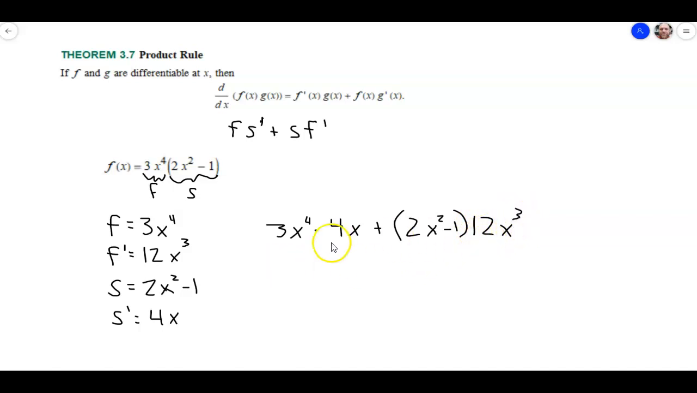And then it's simply about cleaning this up here. So 3 times 4 is 12, so this is going to be 12x raised to the 5th power plus, and I'm going to distribute this. So 2x squared times 12x cubed is 24x to the 5th. And then minus 1 times 12x cubed is minus 12x cubed. And we can do some more simplifying of these two. Oops, I think I said 5th here and I wrote 3rd. Oops, let me fix that.